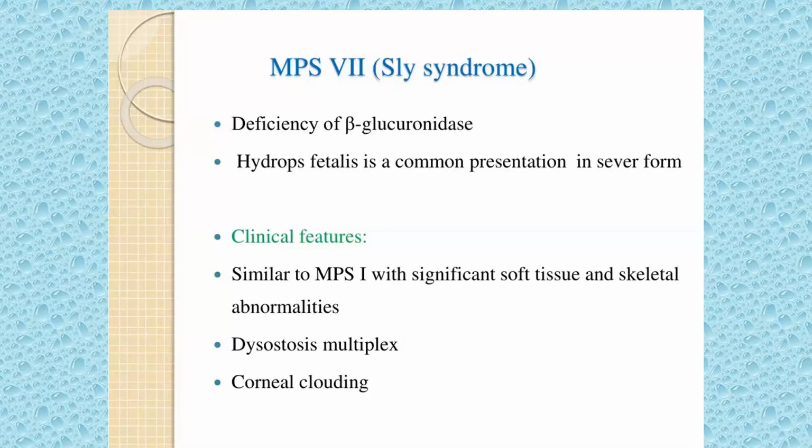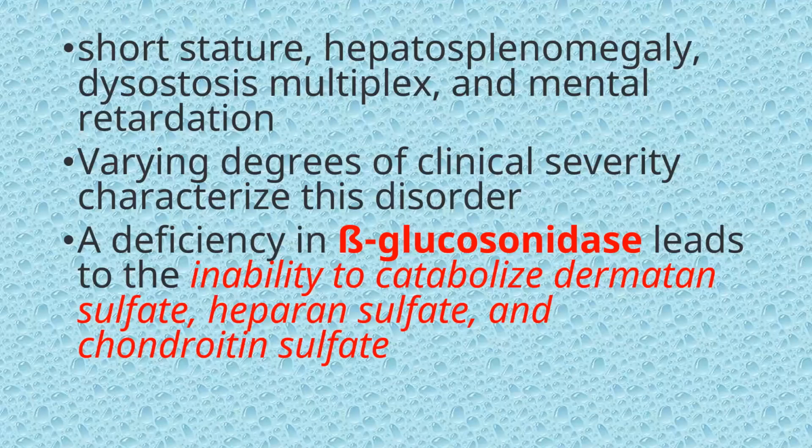Sly syndrome, or MPS 7: they have a deficiency of beta-glucuronidase, and hydrops fetalis is a common presentation. The clinical features are similar to MPS 1, and they have dysostosis multiplex, just like the rest, and corneal clouding. These patients have short stature, hepatosplenomegaly, and mental retardation. Varying degrees of clinical severity characterize this disorder.